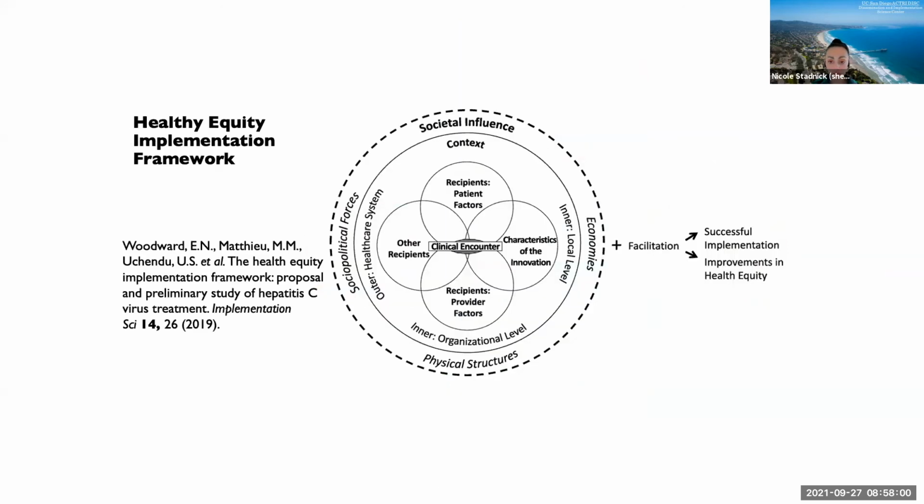Another relatively new framework that we wanted to highlight is the Health Equity Implementation Framework. In this, very similar to RE-AIM, PRISM, and EPIS, there is a focus on multi-level influences that affect implementation, but it explicitly has a focus on understanding the determinants that might affect health equity and resulting improvements in health equity.